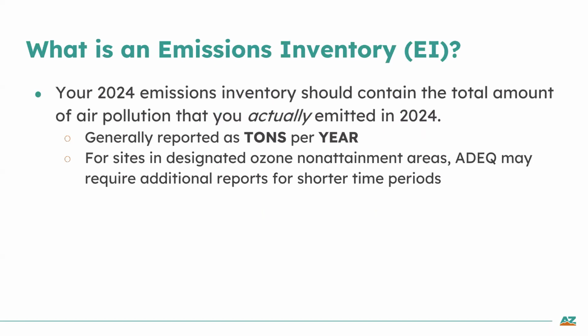In an emissions inventory, we are looking for actual amount of pollutants emitted by each permitted process in tons per year. We are not looking for potential to emit or PTE estimates in your permit. If your facility is located in an ozone planning area, we might ask for additional estimates for a typical ozone season, which usually starts on May 1st and ends on September 30th.